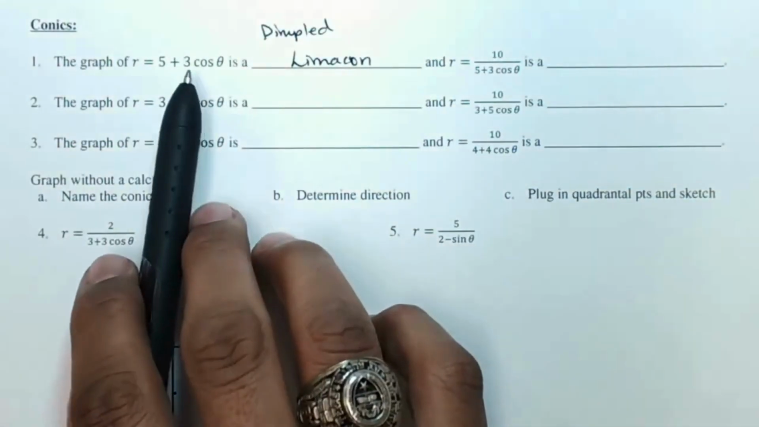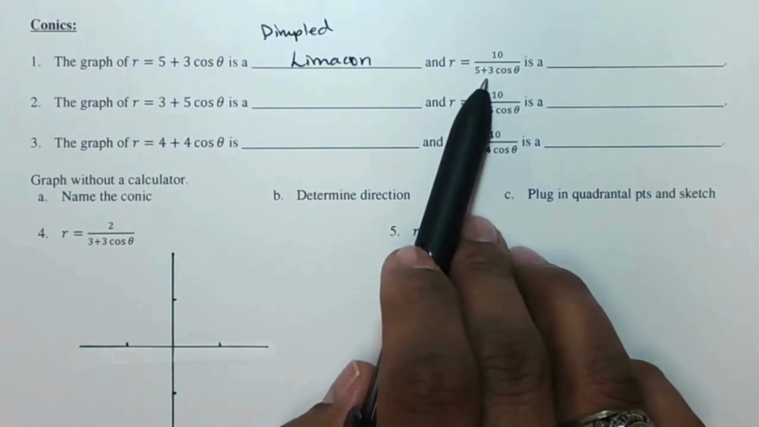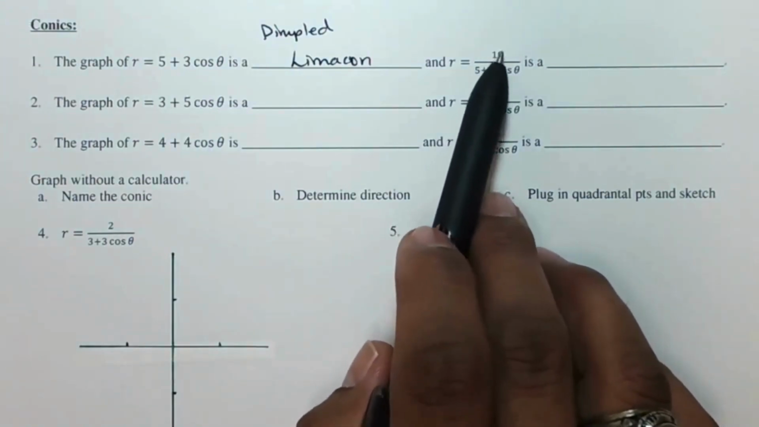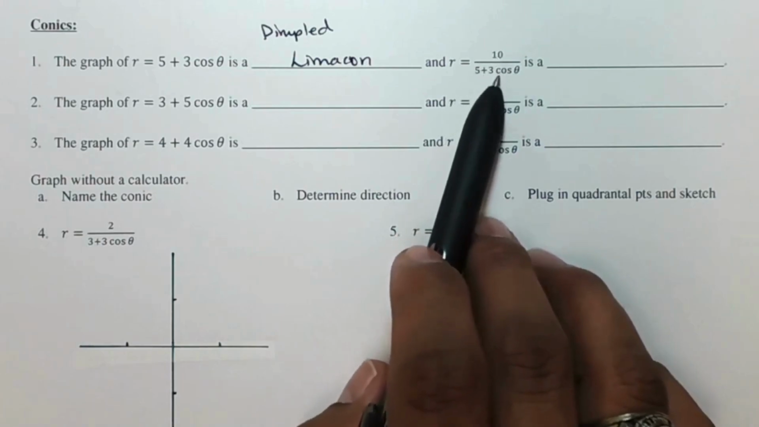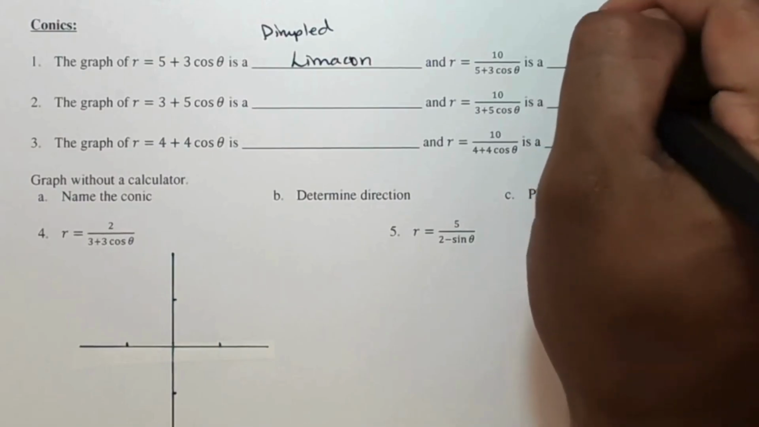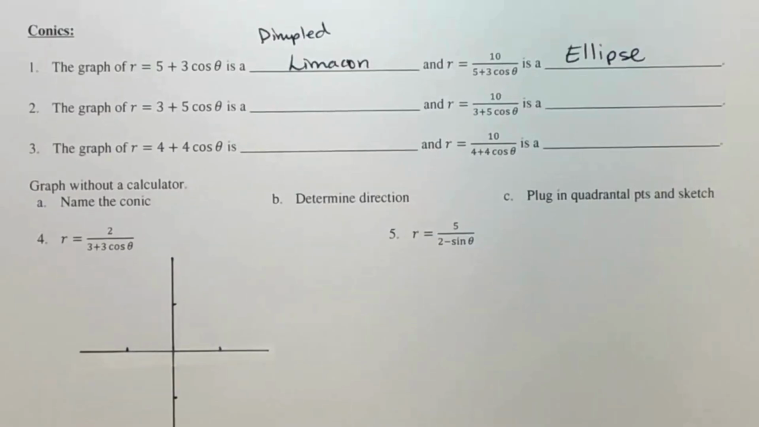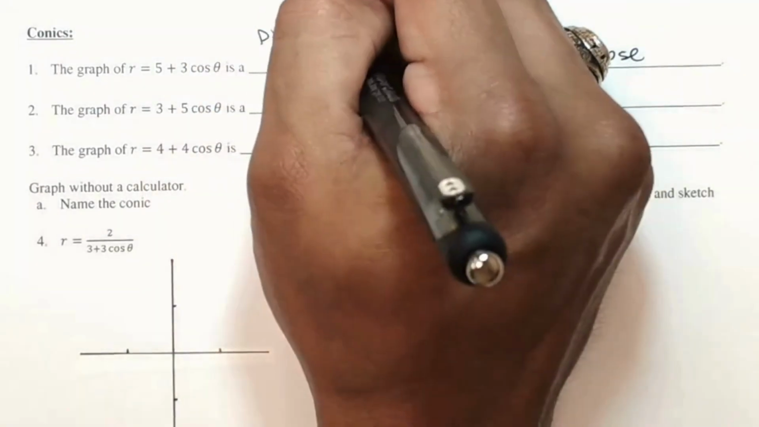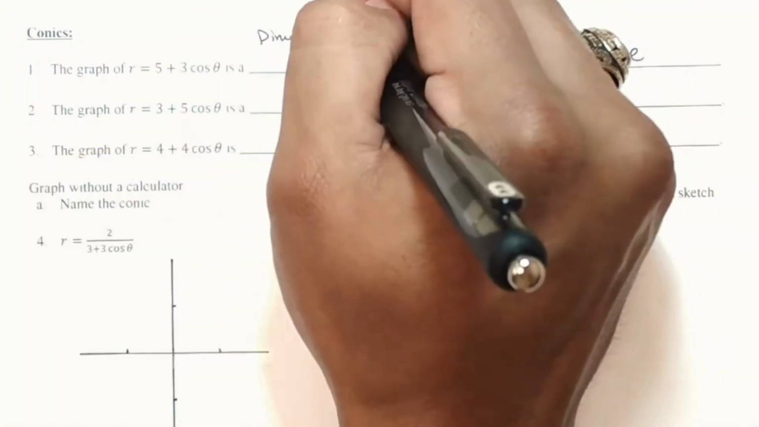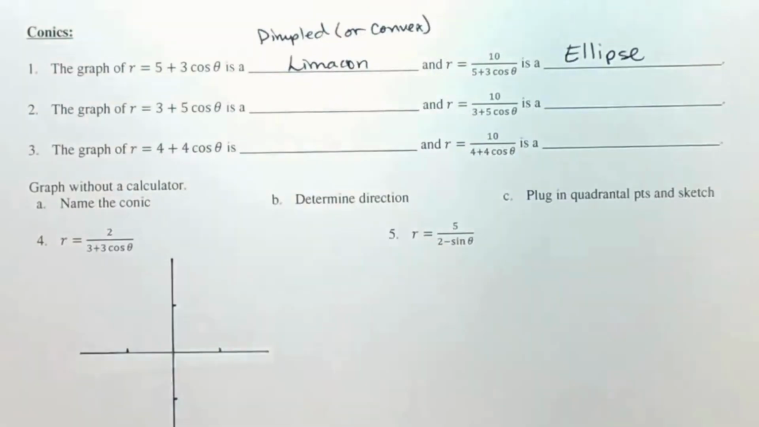If I take that dimpled limaçon and I put it in a denominator of a coefficient of just any number, whatever number this is, if you put a dimpled limaçon in the denominator, we end up getting an ellipse for our graph. Now, dimpled limaçons and convex limaçons are kind of the same. They just look a little different. So if it's convex as well, it also gives us an ellipse.